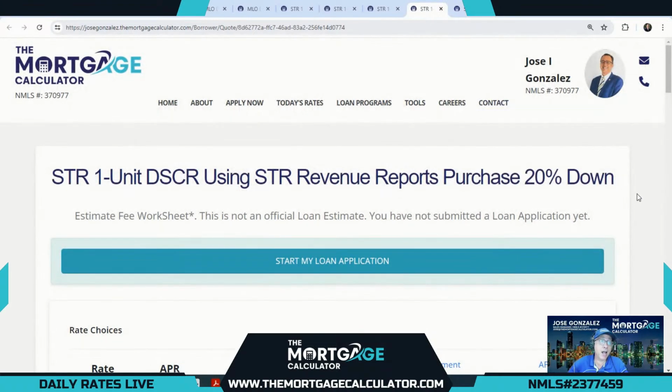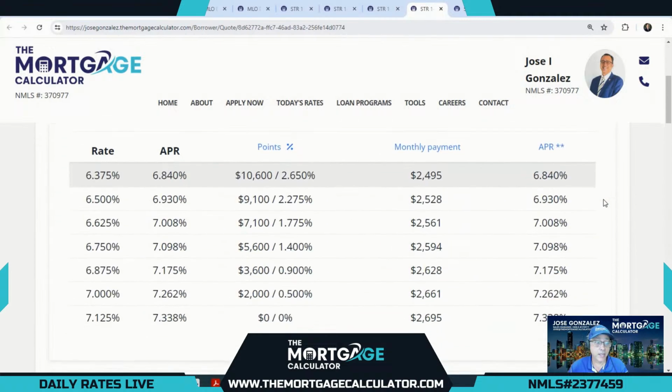And now this is our option using revenue reports, right? So if there are no AirDNA comps that are suitable, but the property seller is currently using the property as a short-term rental and they can provide their revenue reports, then this would be the great option. And we're looking again at 7.125 as our lowest cost option at par, and you can buy that down to 6.375 at a cost of 2.65 points.